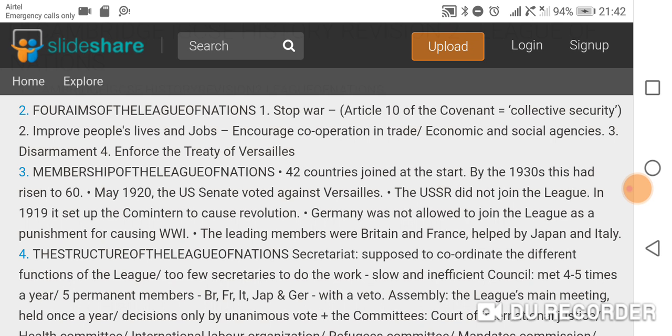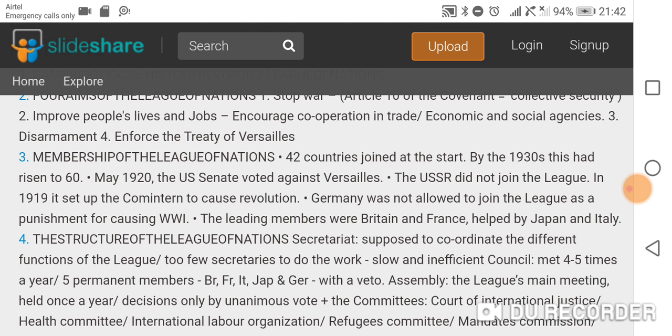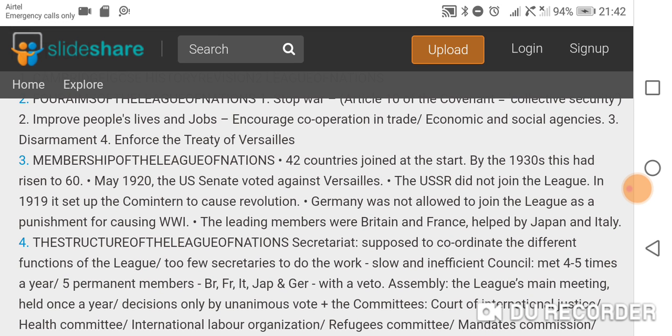So, for today, we'll just start off with looking at four aims of the League of Nations, one of which was to stop war, according to Article 10 of the Covenant, which is basically about collective security. The second was to improve people's lives and jobs, and it would also encourage cooperation in trade and through economic and social agencies. And number three of the aims of the League of Nations was disarmament of its members and just the world at large. And the fourth was to enforce the Treaty of Versailles.